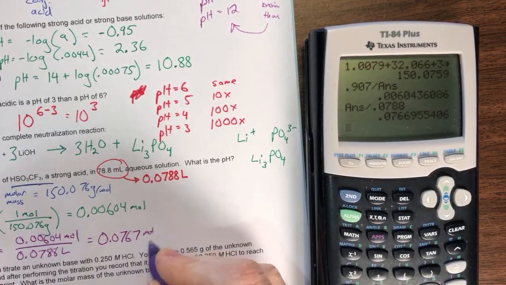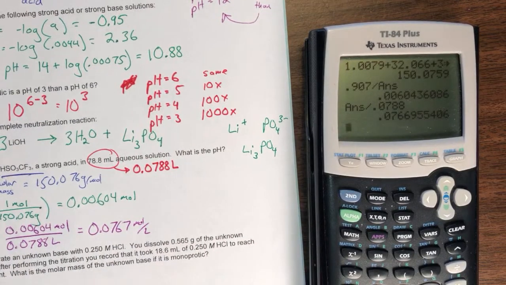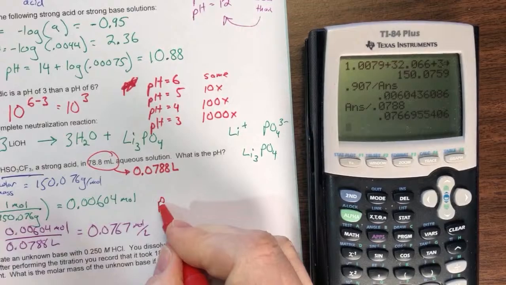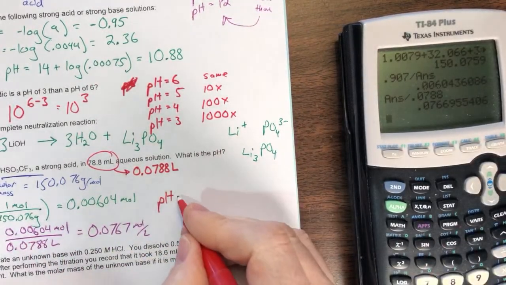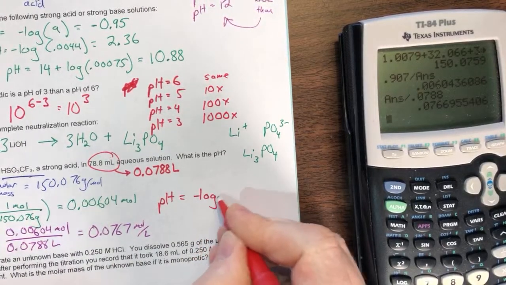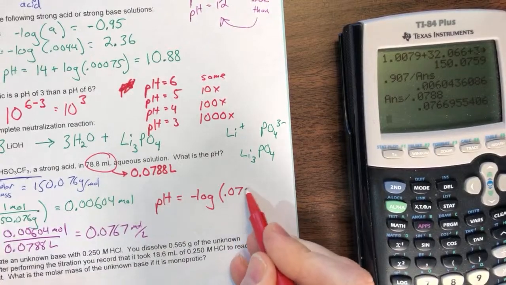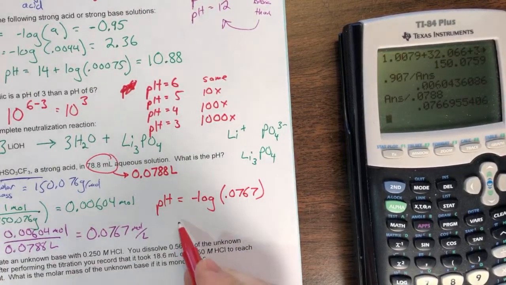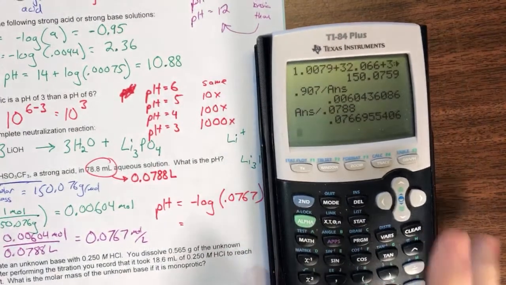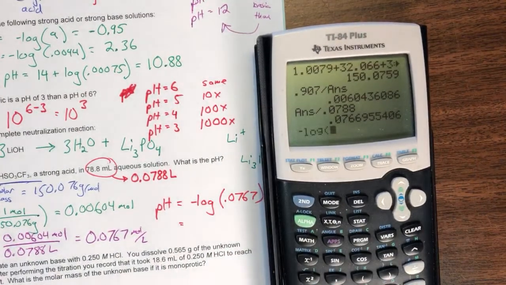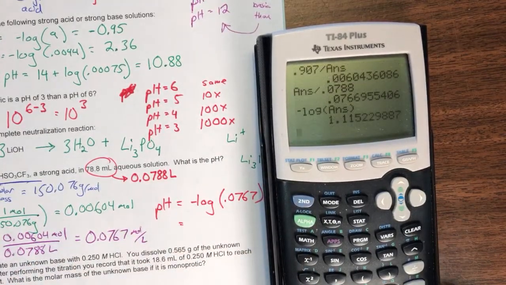0.0767 moles per liter. Finally, I can solve for the pH. Because this is an acid, the pH is the negative log of your acid molarity, or the negative log of 0.0767. Again, I am not going to type that in. I'm just going to use the number in my calculator. So it's going to be negative log of that number. And boom, that's my answer.